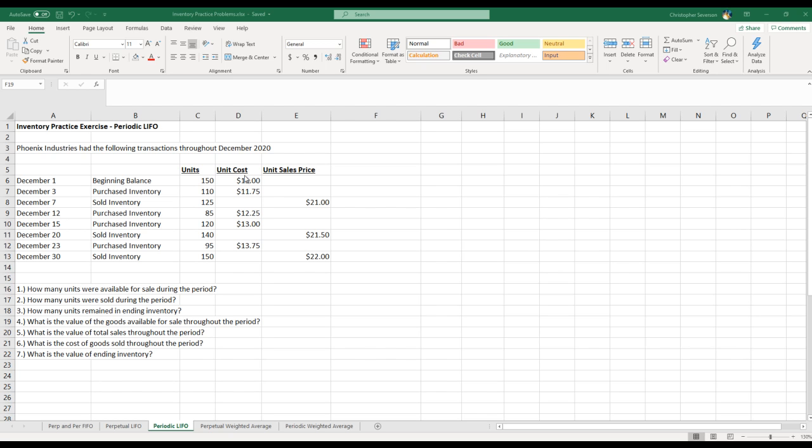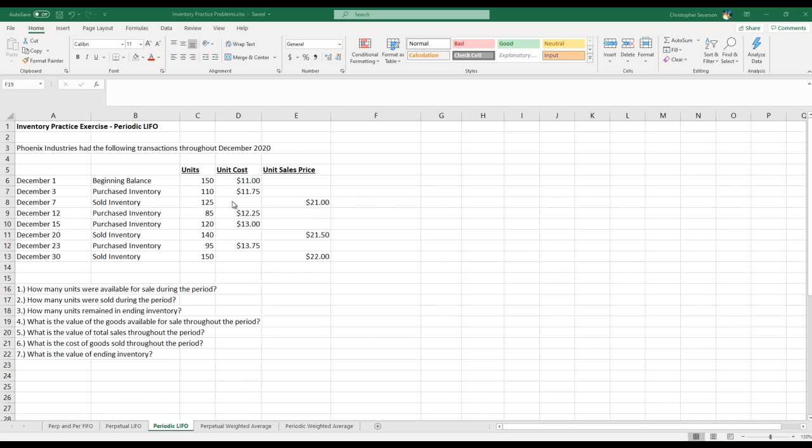Now, the other thing I want to point out, though, is that you need to separate the cost from the sales price. We have a few different purchases of inventory as well as the beginning balance. For those, they give us the cost per unit. For the sales entries, they give us the sales price instead per unit.